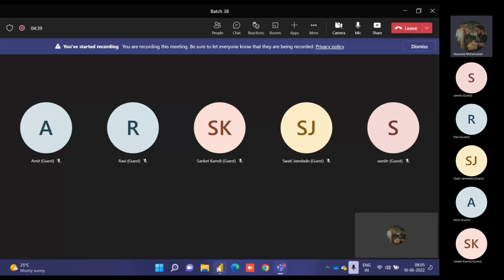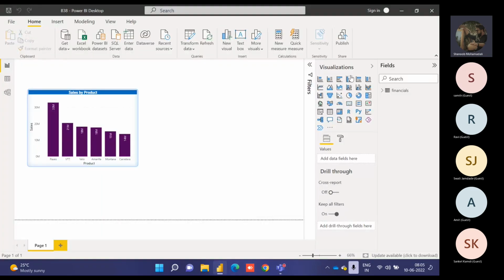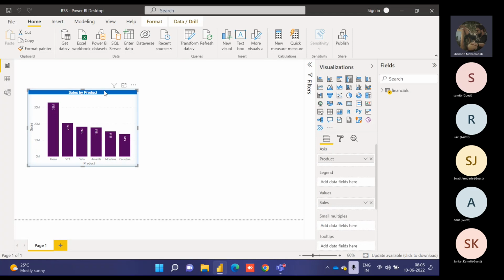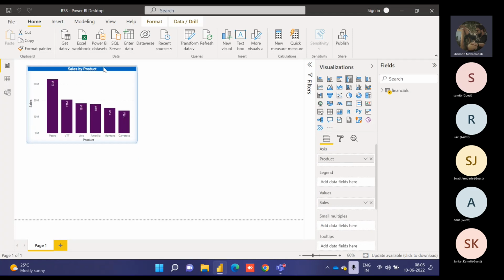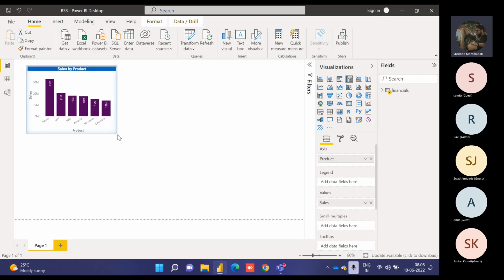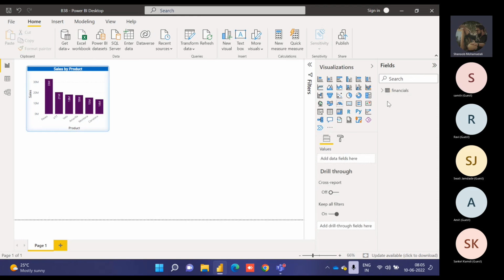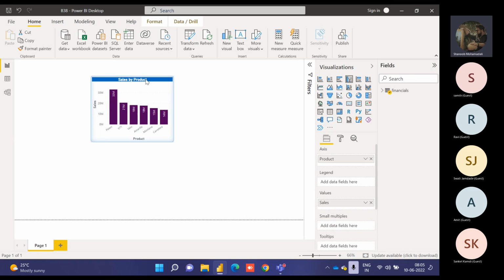All right. So today we will start with the visualizations. Last session we had seen what all are the formatting options. Today we'll go through the visualizations and we'll see what all and how we can use it. So let's take a default visualization.